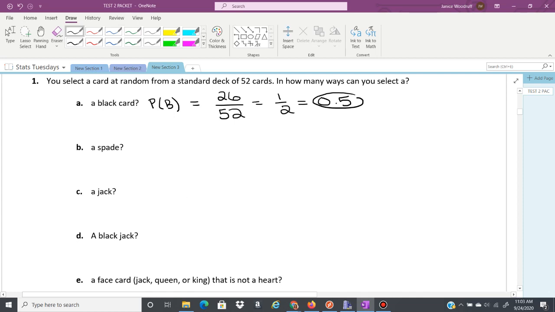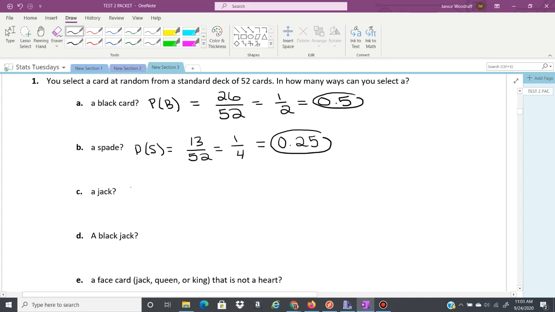A spade. So there's 4 different suits. Each suit has how many? 13. 13 cards out of 52. And that would be 1/4. Okay, so you could also go just 1/4. There's 4 suits. One of them is spades. And that would be 0.25.